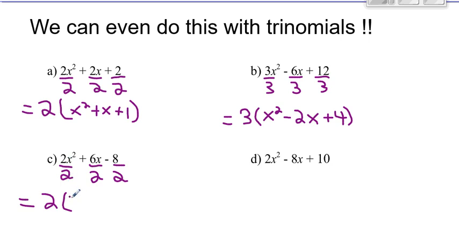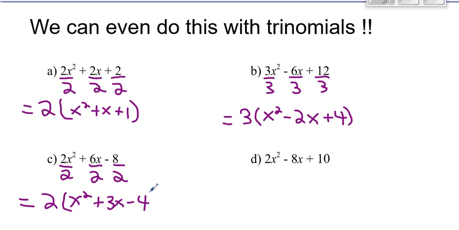6x divided by 2 gives you plus 3x. 6 divided by 2 is 3. Don't drop your variable x. And negative 8 divided by 2 gives you negative 4. And I've now common factored by dividing all of those terms by the common factor of 2, and keeping that 2 out front.